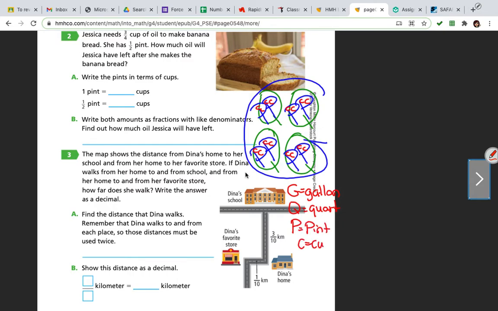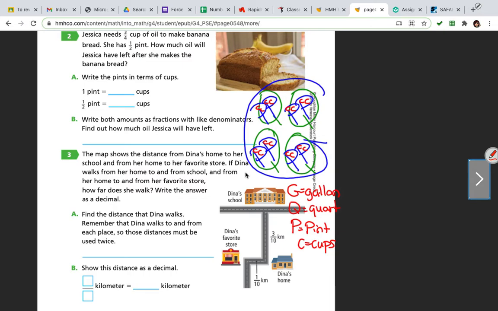C equals cups. Okay? So, number 2. Jessica needs 3/4 cup of oil to make banana bread. She has half of a pint. Okay, so if we look at a pint, 1 pint has 2 cups, so half a pint would just be 1 cup. How much oil will Jessica have left after she makes the banana bread?